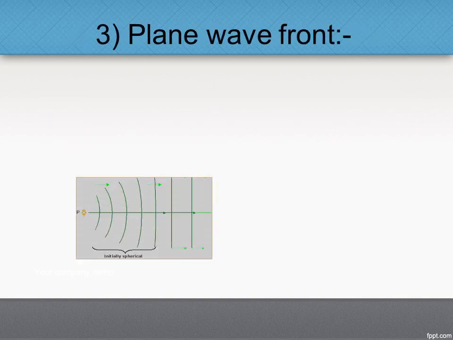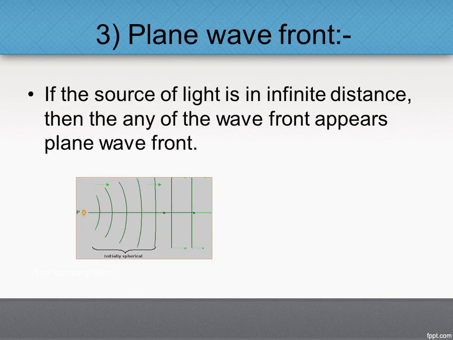Plane wavefront. If the source of light is at infinite distance, then any wavefront appears as a plane wavefront. For example, the light coming from the sun is from a source at infinite distance. So all the wavefronts that appear over here are called plane wavefronts.